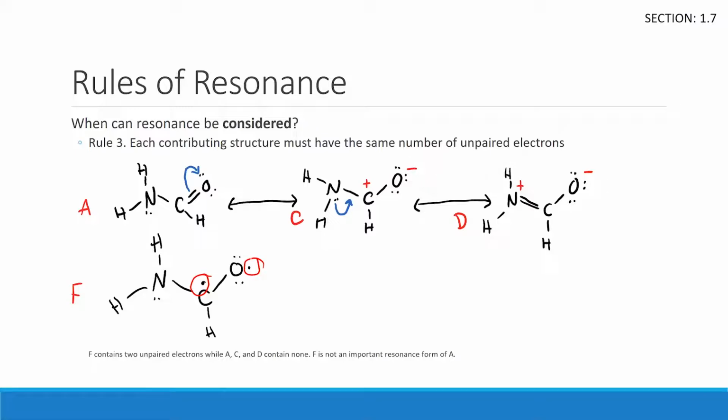Well, first of all, we know that curved arrows only move paired electrons, but this also cannot be a resonance structure. F is not an important resonance structure of A because it doesn't have the same number of unpaired electrons. So there are two single unpaired electrons here, one on carbon, one on oxygen, instead of paired electrons that are moving between a carbon and oxygen or carbon and a nitrogen.